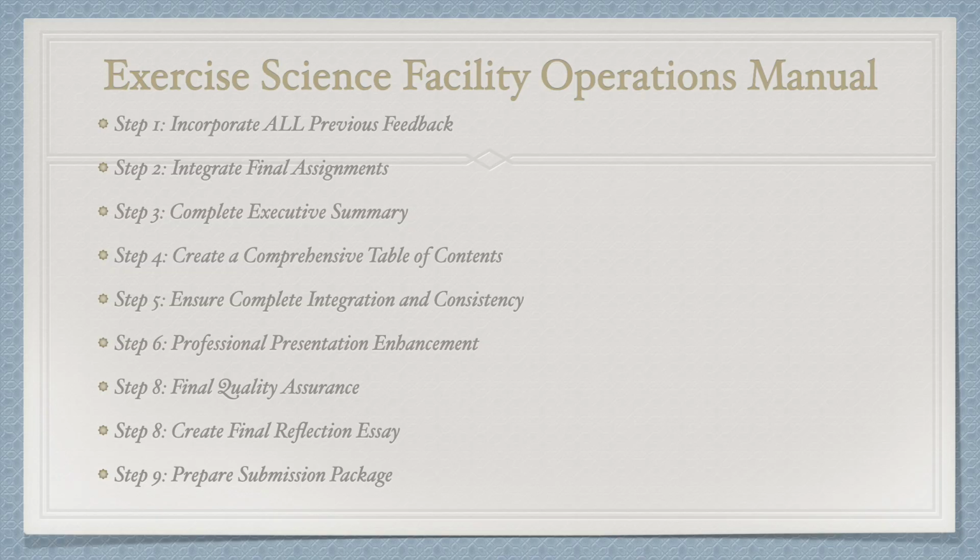So, step one, you're going to incorporate all my previous feedback over the semester. Review my feedback from the first three drafts, or the first drafts 1, 2, and 3. Review my feedback from the assignments from weeks 13 and 14, and address every piece of feedback I provided you. Then step 2, integrate final assignments. So that would be assignment 13, operating policies, and incorporate assignment 14, which is the budget from last week.